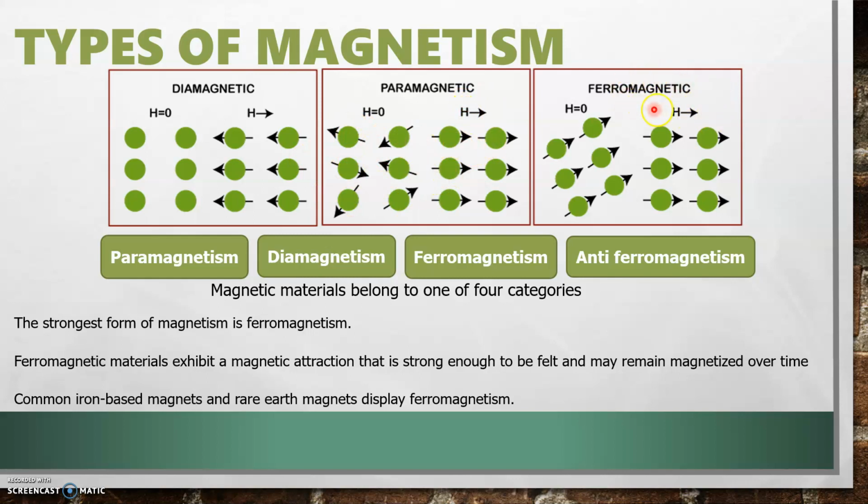For ferromagnetic material, however, they are already arranged in a particular direction in absence of a magnetic field, but in presence of a magnetic field, their direction changes and they align. This shows the strongest form of magnetism, and it is strong enough to be felt, and these remain magnetized over time, unlike paramagnetic material that do not remain magnetized even after removal of the external magnetic field. So the common iron-based magnets and rare earth magnets display ferromagnetism.